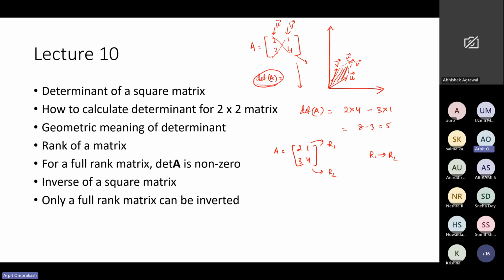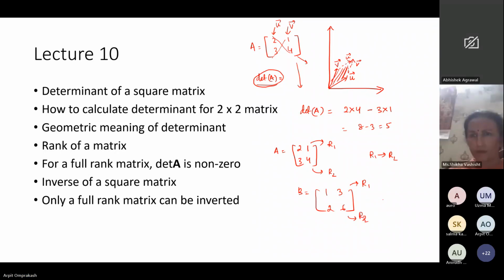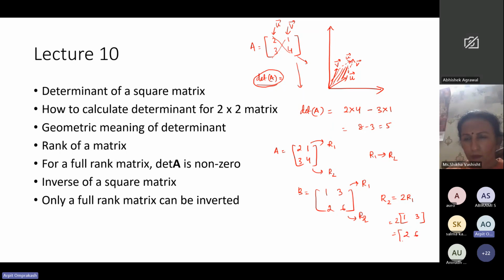If we cannot do that, then it is linearly independent. So let's say we have another matrix here: 1, 3, 2, 6. In this case, we have row one, which is 1, 3, and row two, which is 2, 6. What we can do here is write row two is equal to twice row one. So we take 1, 3 and multiply it by a scalar 2, and we get the second row, which is 2 and 6. Thus, in this case, the rows are not linearly independent.